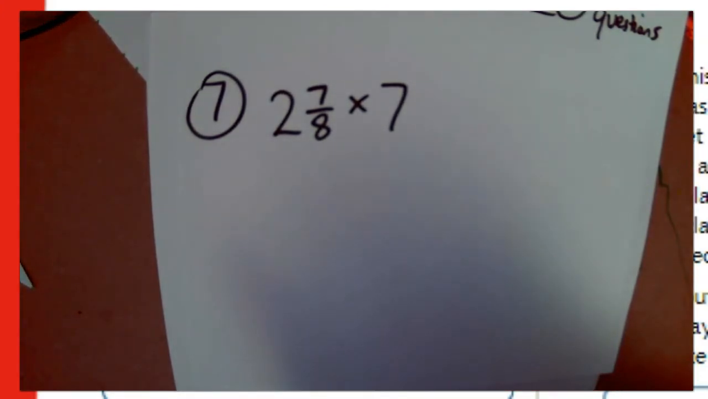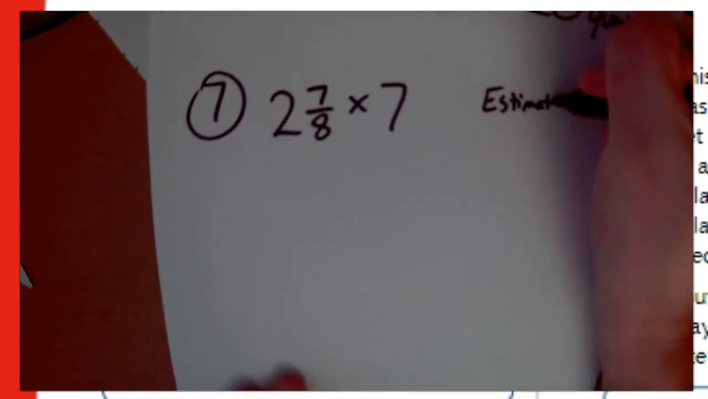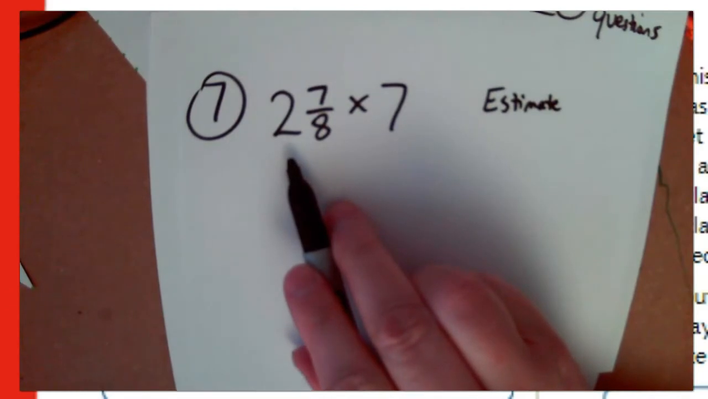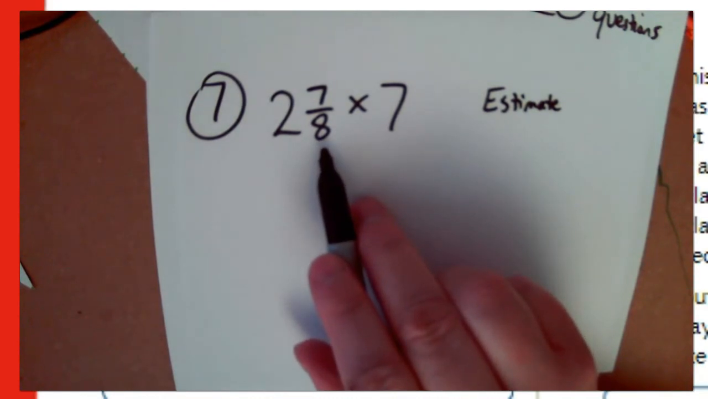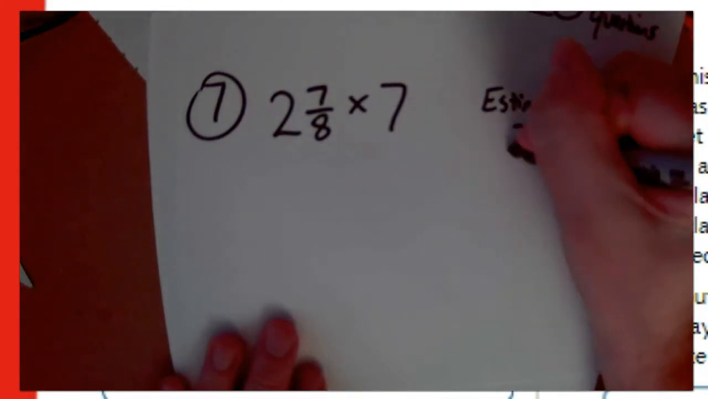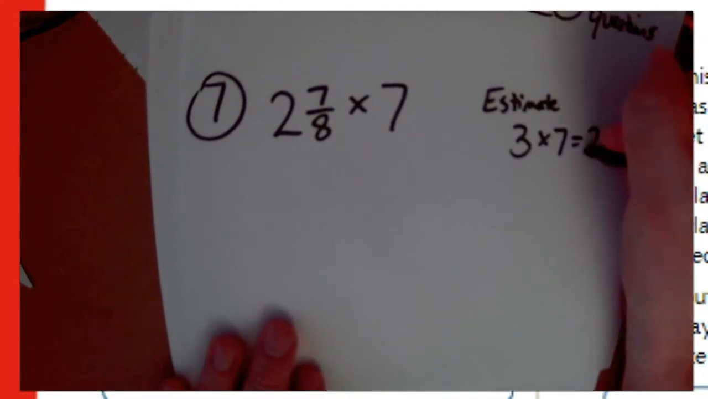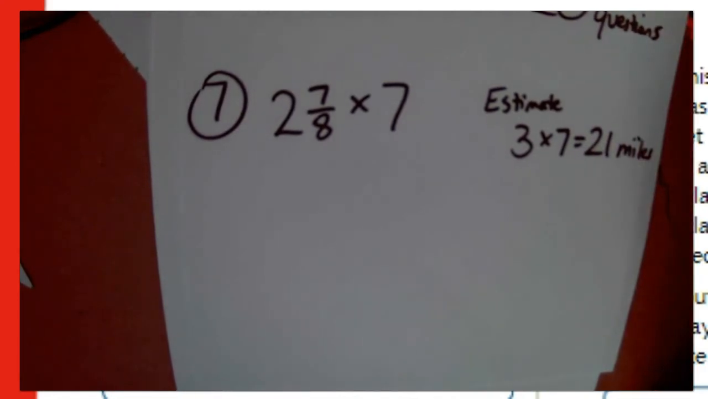Now it also asks us for an estimate. So if I were to estimate this, I take 2 7/8 and round that. So I got to think, am I rounding up or am I going to round down? 7/8 is really close to 8/8. So I know I'm going to round this up to 3. So my estimate, I'll just say, is 3 times 7, which is 21 miles. We can guess that she's going to run 21 miles. That's our estimate. Not exact, though.